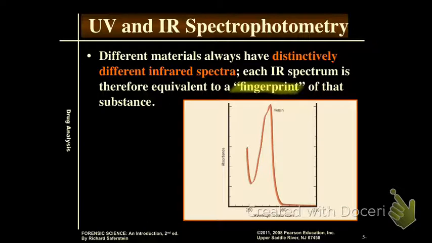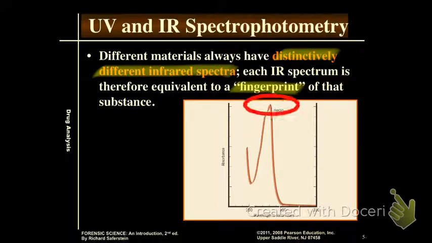And that's what I just said. Different materials have distinctively different infrared spectra. So each of those is a fingerprint. Here we see the IR spectrum of heroin. You see a peak at the wavelength just under 300 nanometers. And that's the wavelength of light.